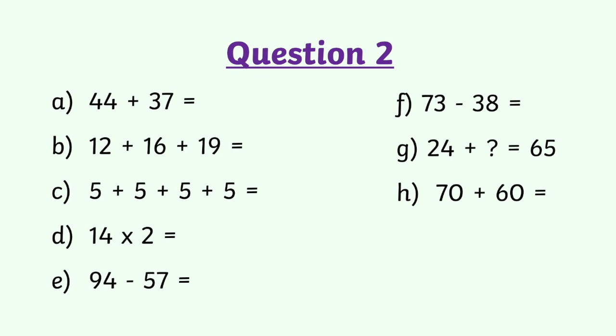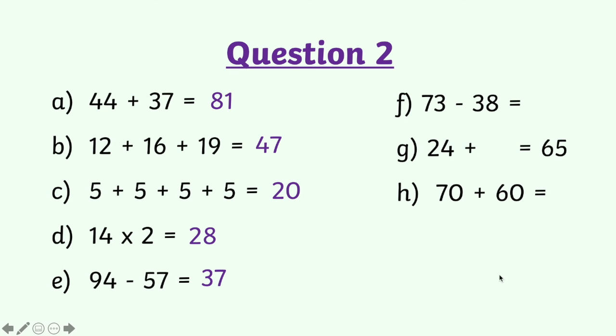Okay, let's talk about each of these questions then. So part A, the answer was 81. Part B, the answer was 47. Part C, the answer was 20. You could have also thought about this as 4 times 5. 14 times 2 was 28, and 94 take away 57, 37.